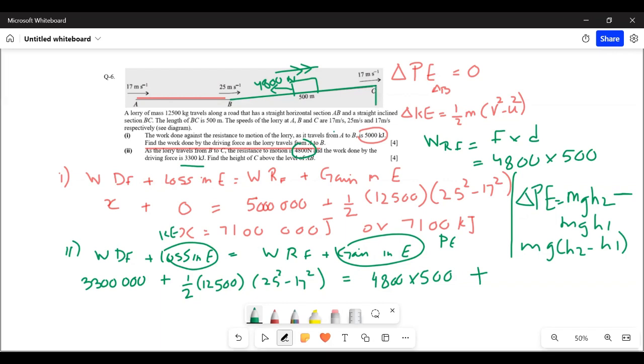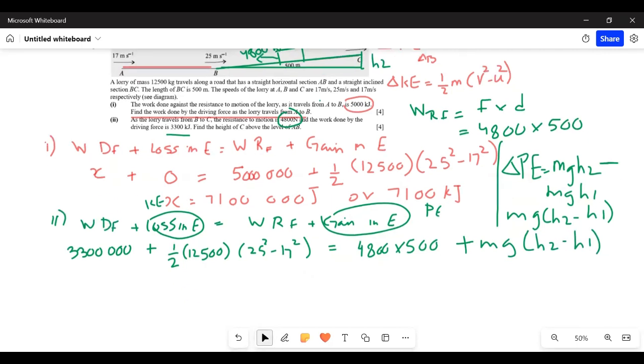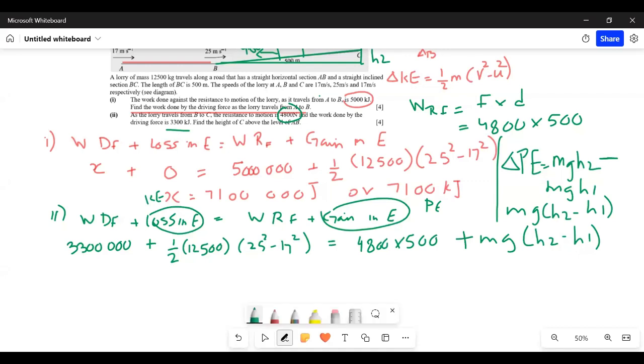So this could be h2, this perpendicular distance, और यहाँ पे h1 would be 0 क्योंकि यहाँ तो कोई height है ही नहीं from the surface। So h1 will be 0 in this case and h2 is h2। So mg bracket h2 minus h1 यहाँ लिख दिया, अब इसकी वैल्यू सब्स्टिट्यूट करते हैं। So m is 12500, G is 10, height 2 हमने find करनी है, height 10। So now in all of this make height 2 the subject and you should get your answer.